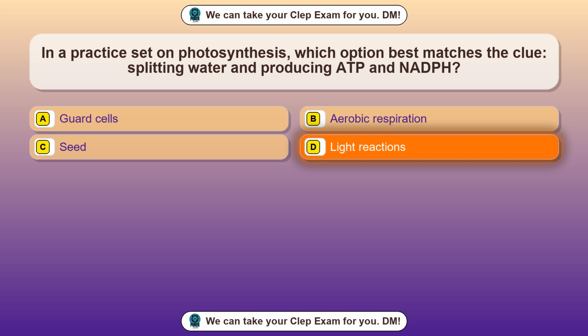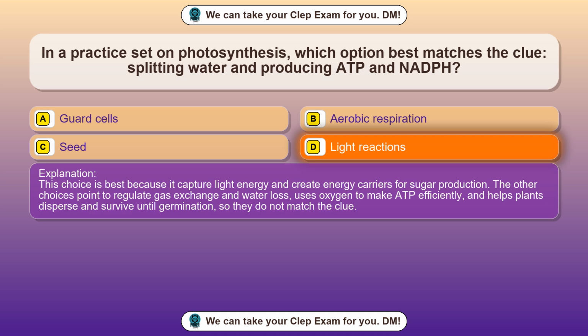Light reactions. This choice is best because it captures light energy and create energy carriers for sugar production. The other choices point to regulate gas exchange and water loss, uses oxygen to make ADP efficiently, and helps plants disperse and survive until germination, so they do not match the clue.